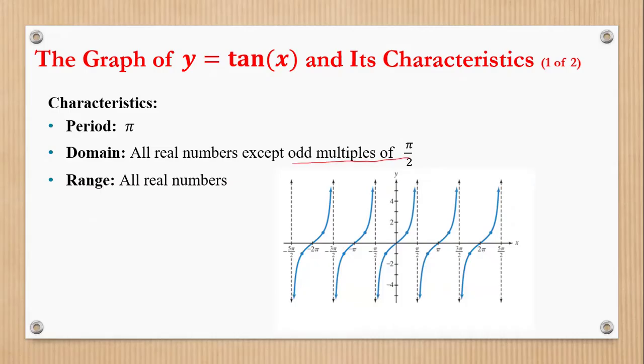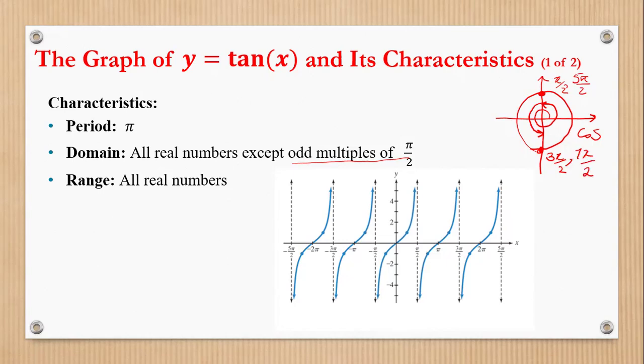Why? Because if you look at the unit circle, you say that's the cosine function. The cosine function is 0 at this point, which is pi over 2, and is also 0 at this point, which is 3 pi over 2. If I pass one rotation and get back to this point, I will have 5 pi over 2. And then if I move to this point, I will get 7 pi over 2. It tells me that all the odd multiples of pi over 2 are asymptotes.